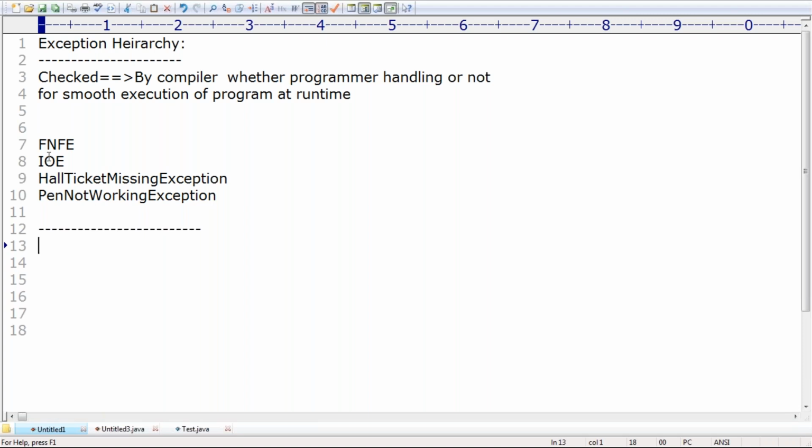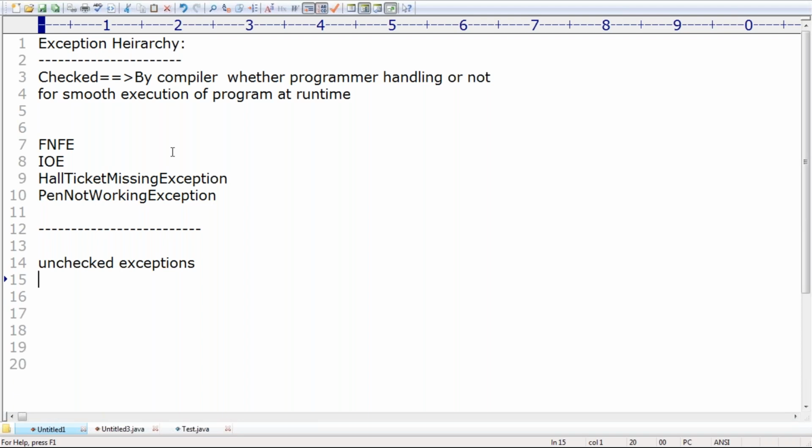For such types of exceptions, the compiler is never going to check whether you are handling them or not. Those exceptions are by default considered unchecked exceptions. The name itself indicates it, right? Unchecked exceptions are the exceptions which are not checked by the compiler, whether the programmer is handling them or not. Those exceptions are by default considered unchecked exceptions. Can everyone understand?